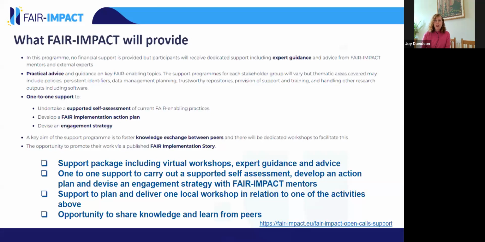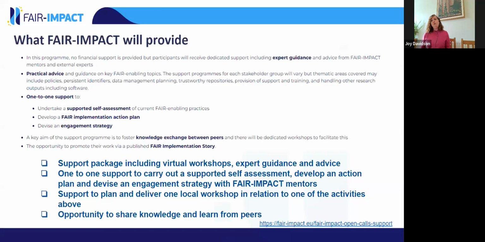So you will get at least one, but possibly 2 or 3 mentors working with you to help you to carry out a supported self-assessment, to help you start to develop that action plan and to start working on devising an engagement strategy. So you'll get the one-to-one support with the team to help you to do that.